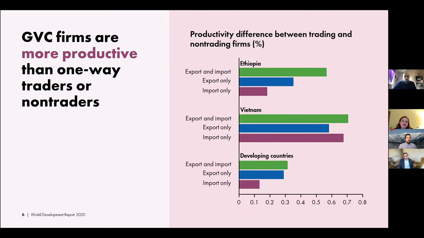What we find in all countries for which we had the customs data, which is about 70 countries in the world, is that the productivity of firms that both import and export is always bigger than any other form of firm.